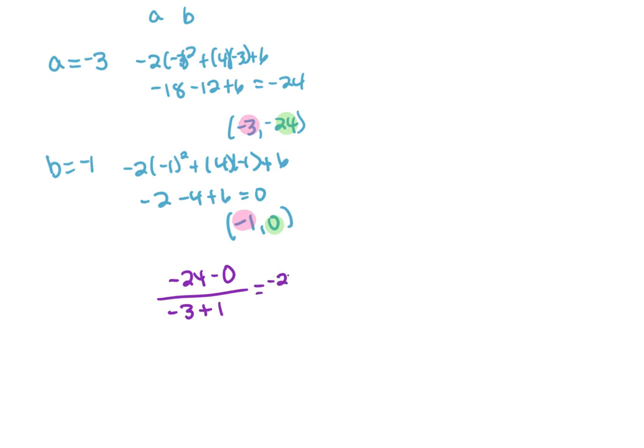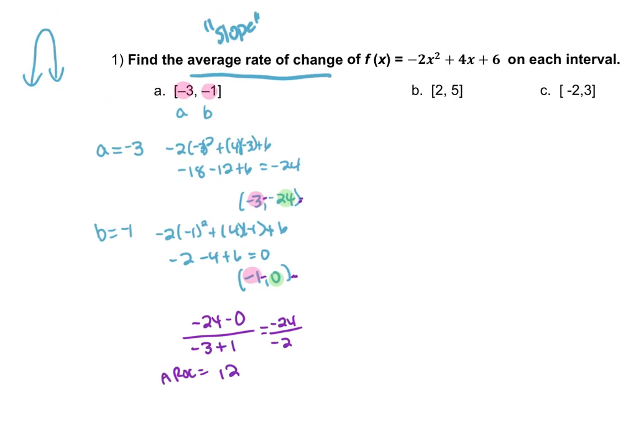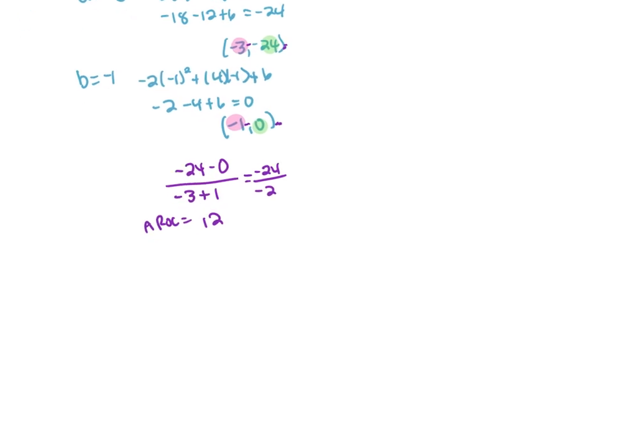So we get -24 all over -2. We get positive 12. Wouldn't it be -1 minus -3? I did -24 minus 0, so I want to do -3 minus -1. I want to make sure I'm sticking with the same order. Okay. Does that make sense? Yeah. Okay. So our average rate of change for this interval from -3 to -1 on the graph is 12.